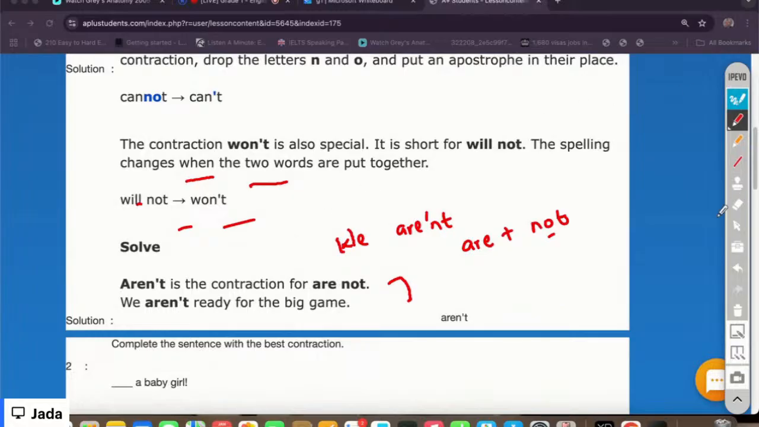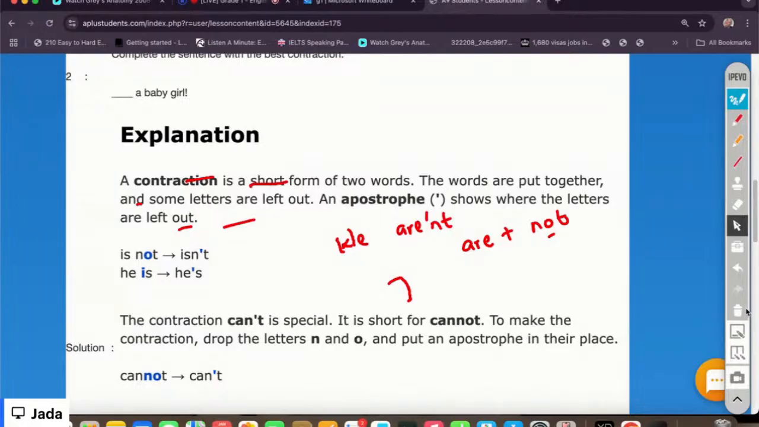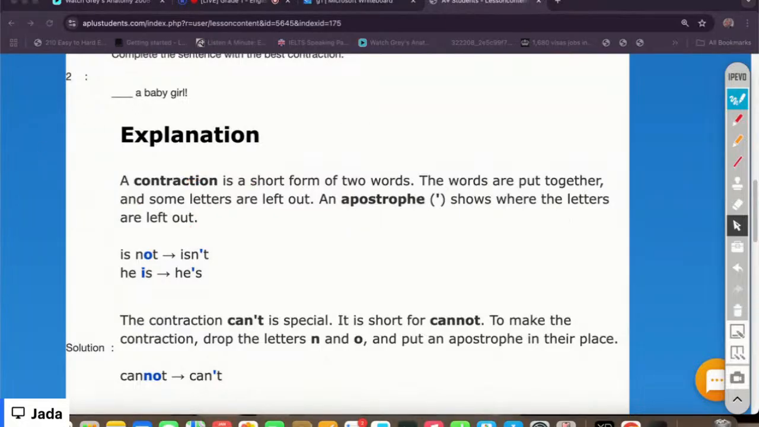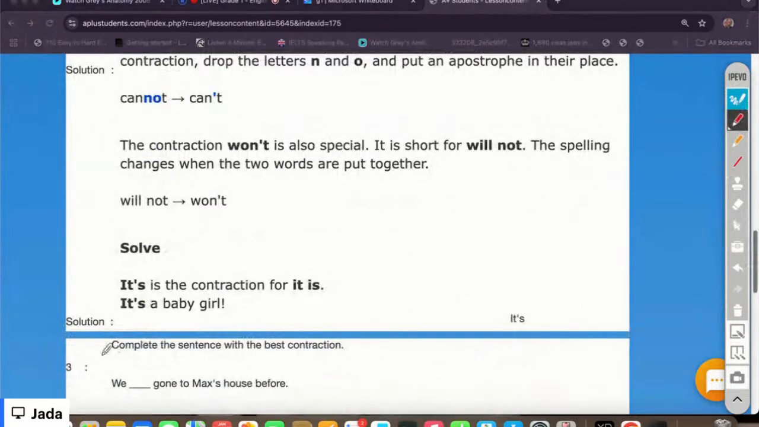We have here dash a baby girl. So what will be this one? It is a baby girl. So it's plus is. So it becomes it is, okay? So it is a baby girl.